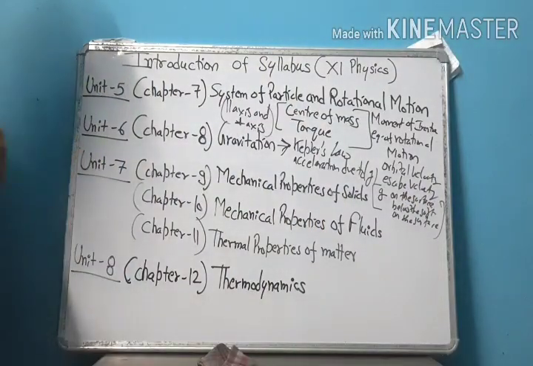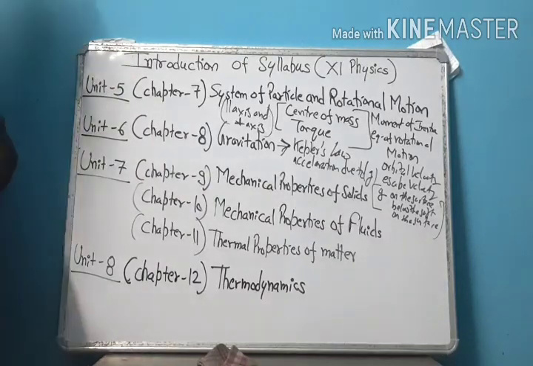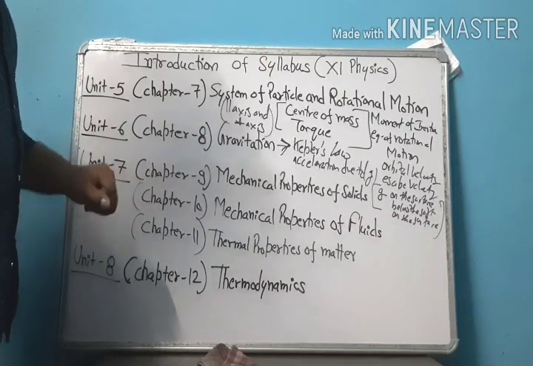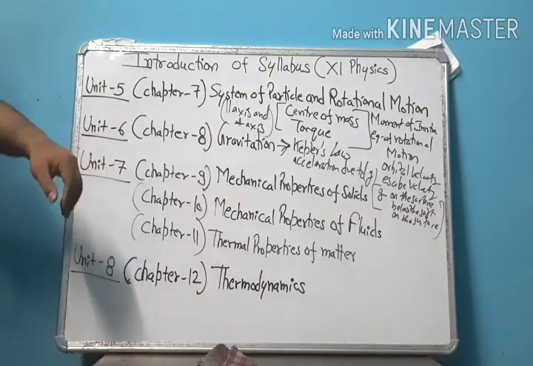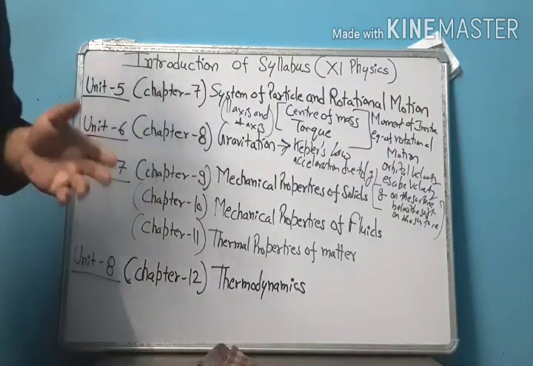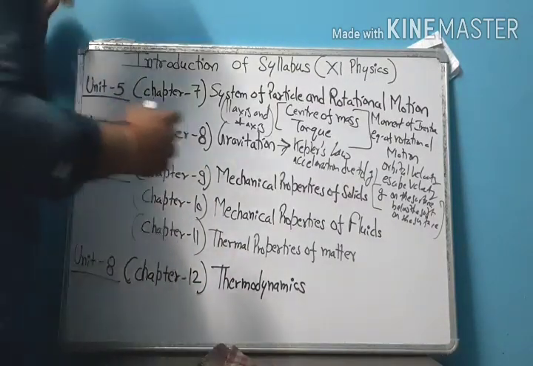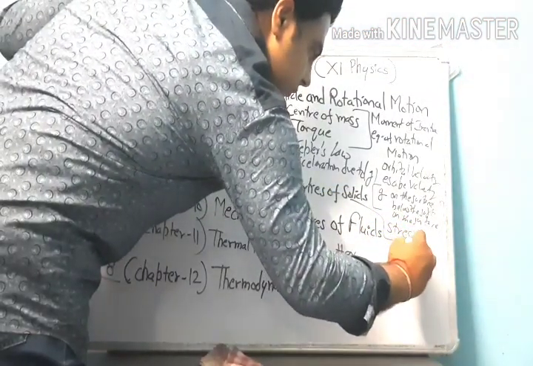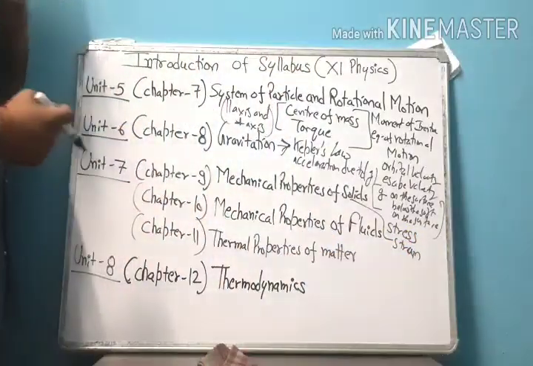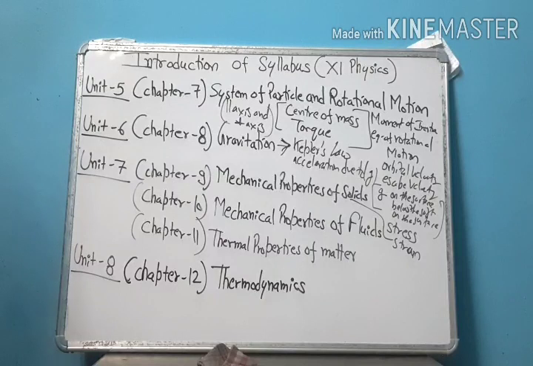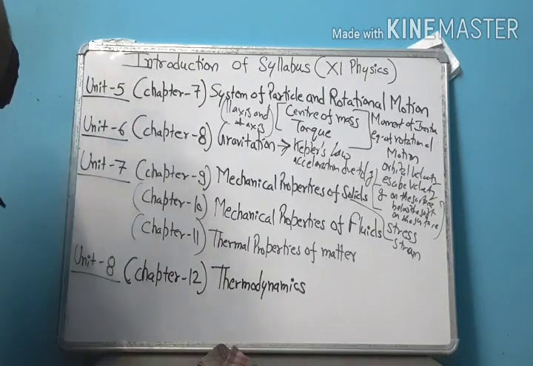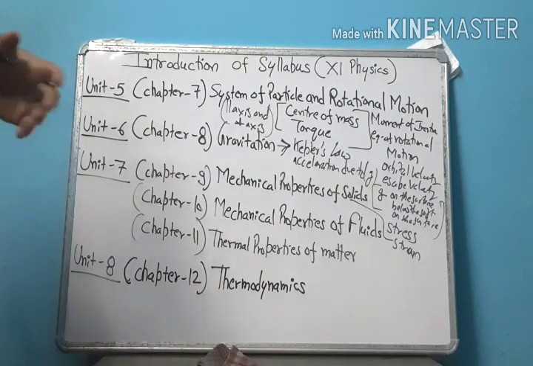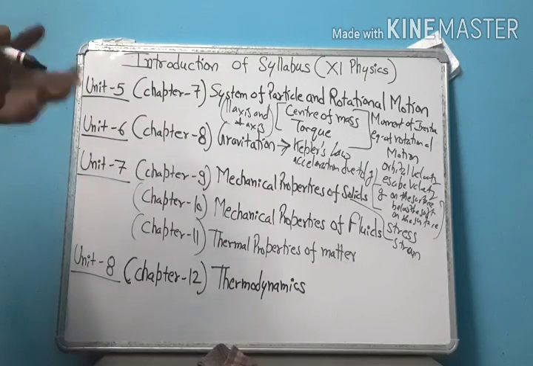Now moving on to the next unit, which is a slightly big unit. As you can see, it comprises 3 chapters: chapter number 9, chapter number 10, chapter number 11. Chapter number 9 is mechanical properties of solids. In this chapter we have to study what is stress, what is strain, what is Young's modulus, bulk modulus, Hooke's law, Poisson's ratio. These are the main topics of this chapter. Hooke's law is also the most important topic.